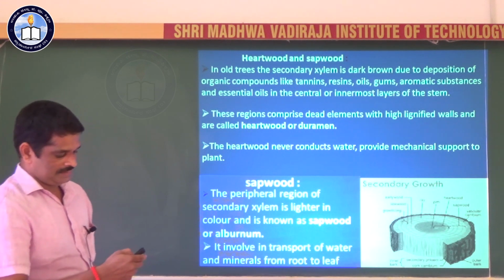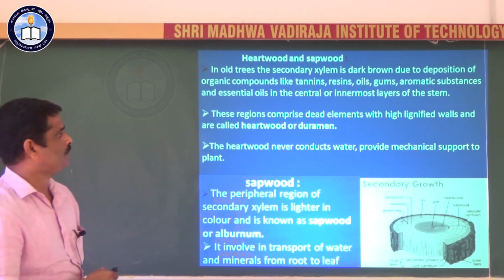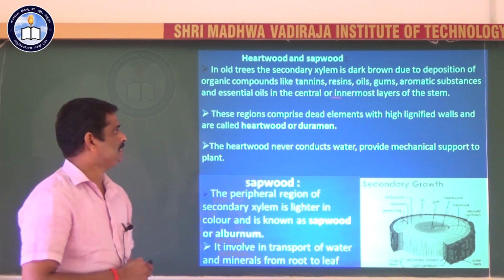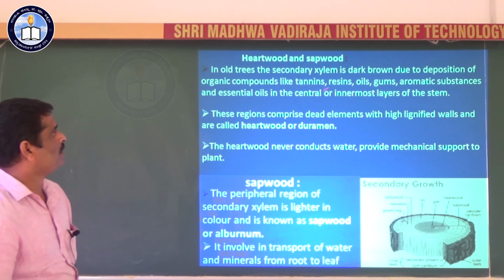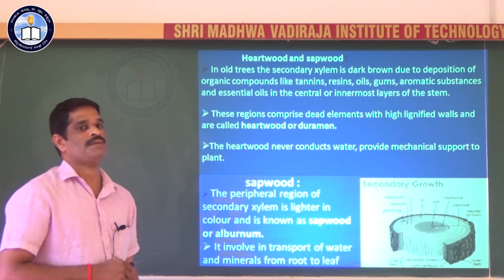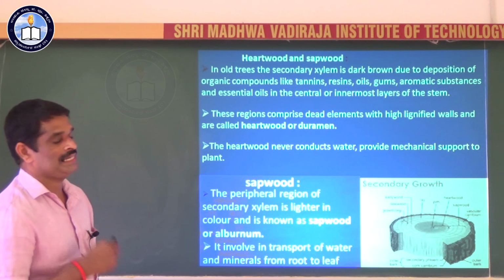In the older trees, the secondary xylem is classified into two types, that is the heartwood and the sapwood. What is heartwood? This is the central part of the wood, which is darker in color, and it is the non-conducting wood having higher densities. That wood is called the heartwood. This heartwood is darker in color because of the deposition of substances like tannins, resins, oils, gums or aromatic substances.